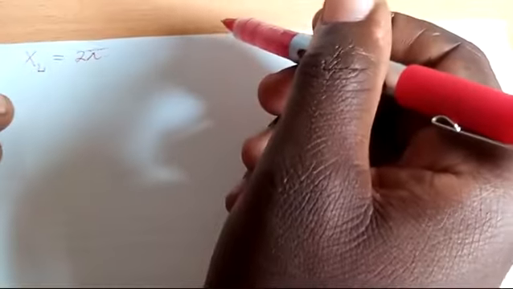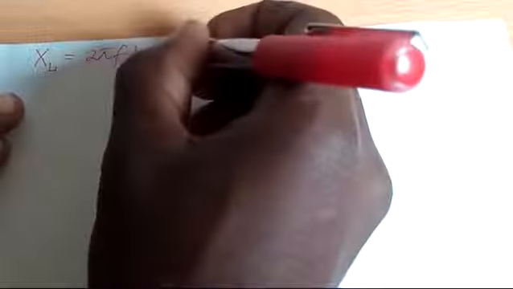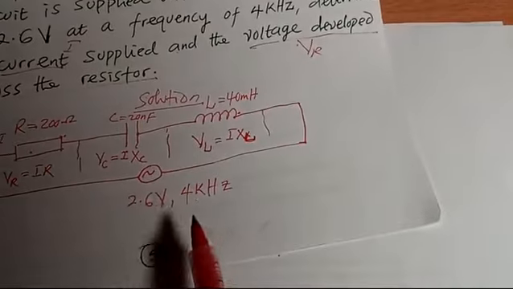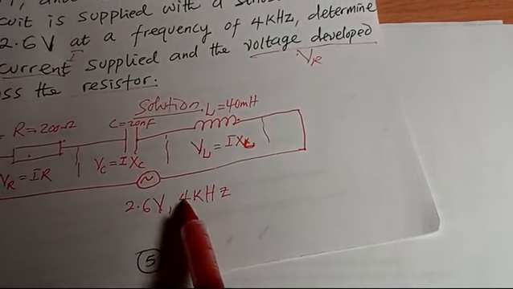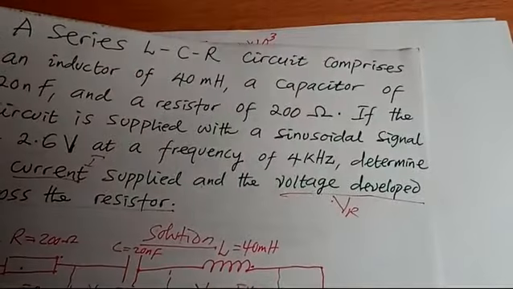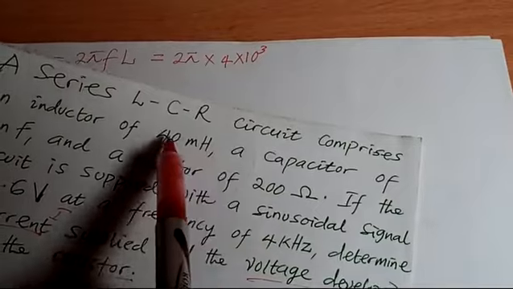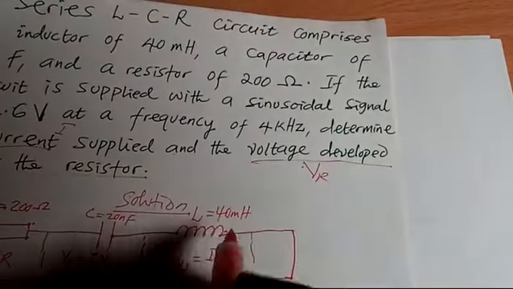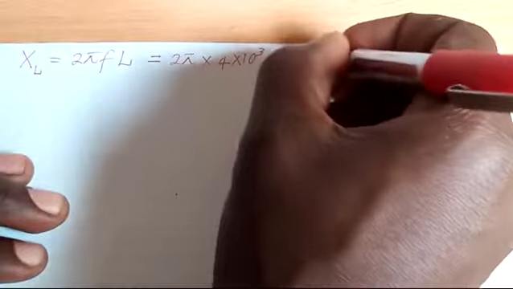For inductive reactance, X sub L is equal to 2 pi F L. Then we write 2 pi multiplied by our F. The frequency is given here, 4 kilohertz. This K is 10 raised to the power of 3, don't forget. So we write 4 multiplied by 10 raised to the power of 3. We have just converted it to hertz. Then our L is the inductance of the inductor, which is given as 40 millihenry. Do not forget that this m is 10 raised to the power of minus 3. So we write times 40 times 10 raised to the power of minus 3.